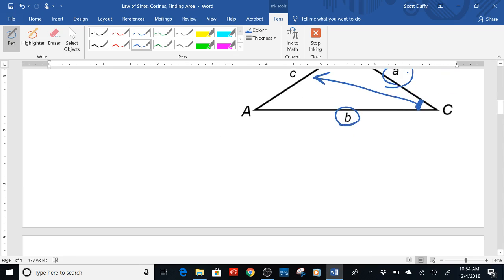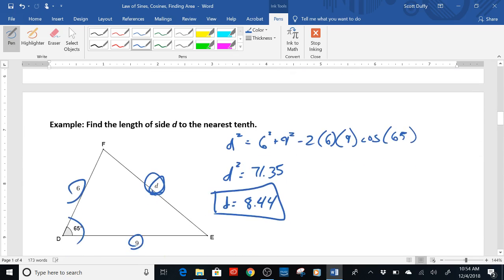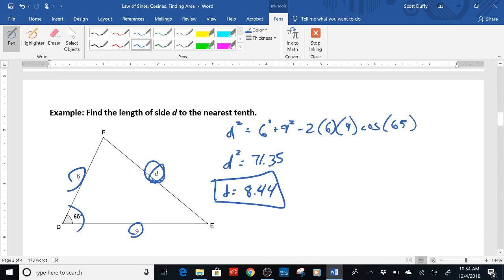So using that, I said, okay, I know two sides, 6 and 9, and I know the angle in between, which is 65. So I used those sides, I squared them, added them, then I subtracted 2 times each of those lengths times the cosine of 65, the angle I knew. I calculated all that, I got d squared equals 71.35. Then to get what d equals, I took the square root, which is 8.44. Not too complicated, you just have to use it correctly.